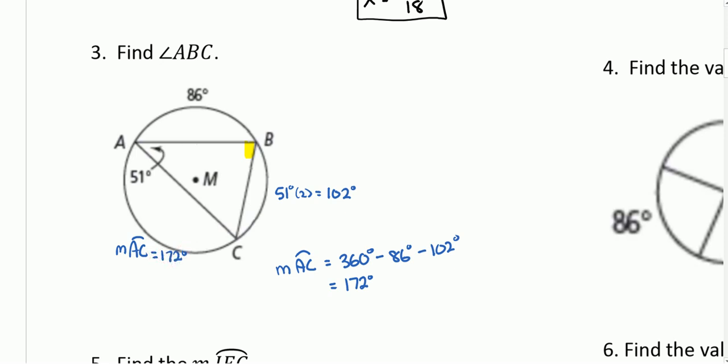Then the angle we're looking for is the measure of angle ABC, which is the inscribed angle in the circle that corresponds with that arc length that we found. And so we know that that's half the measure of 172. So the measure of angle ABC is a half of 172, which is 86 degrees.